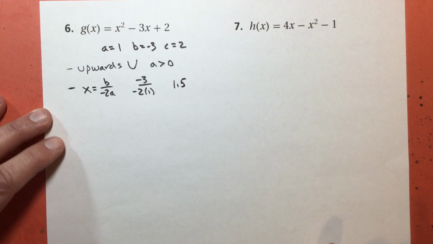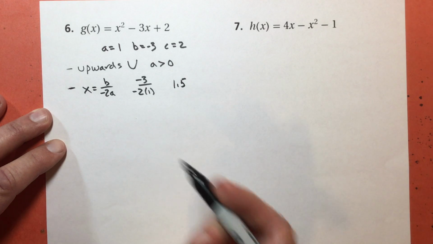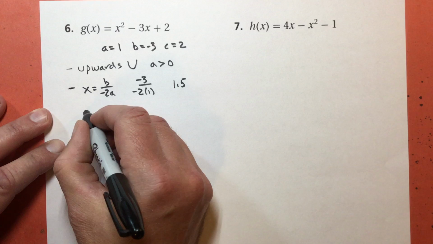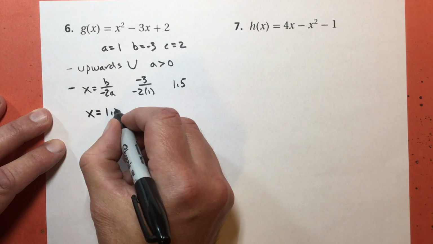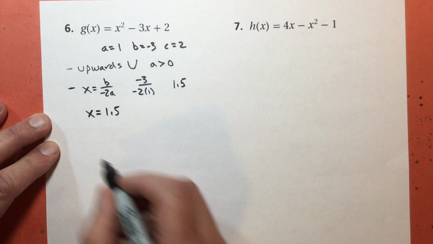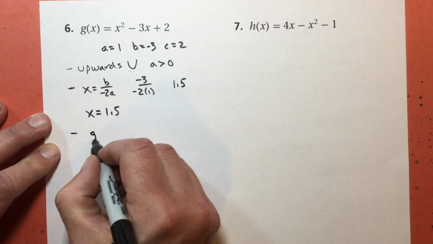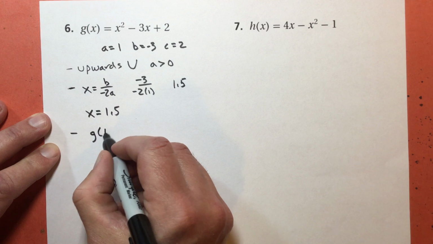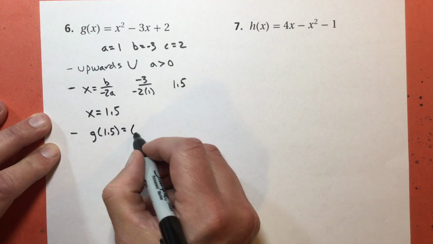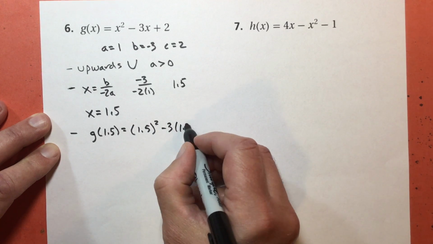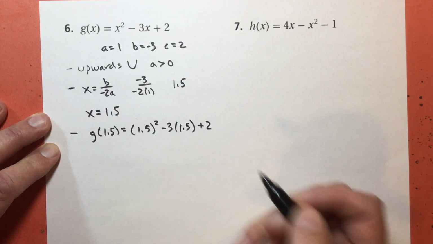You can leave it as a fraction if you want. I'm probably going to use a calculator, so I'm going to use 1.5. Do not leave it as 1.5. Write x equals 1.5. Now let's find the y value. So I'm going to do g of 1.5. This is 1.5 squared. Subtract 3 times 1.5 plus 2.